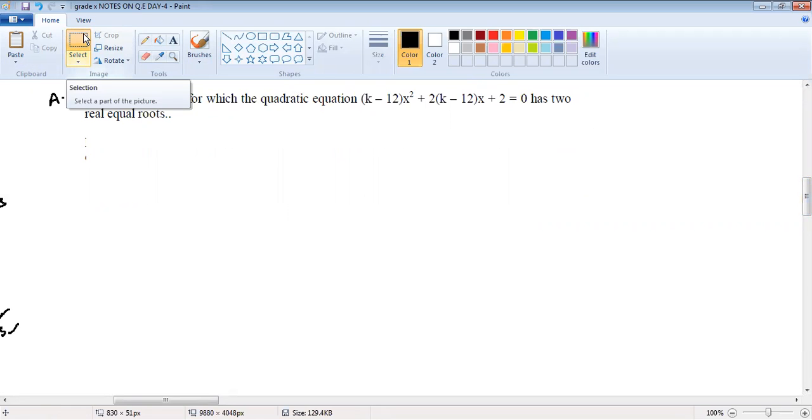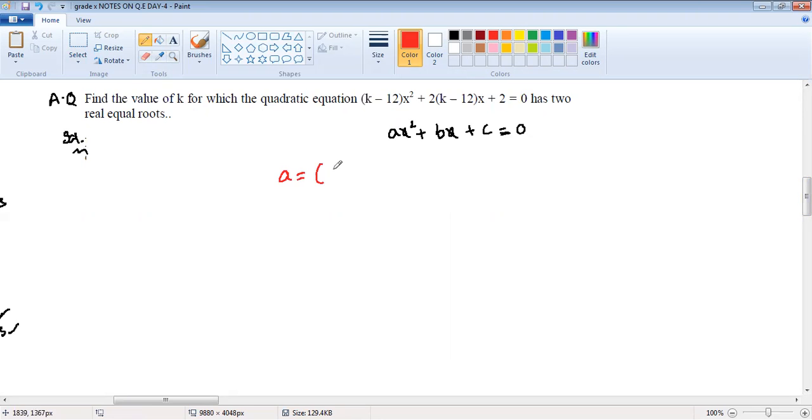Okay. Now, first of all, it is said that it has real roots. So whenever it has real roots, compare with ax squared plus bx plus c. What is the a value from here? a is equal to k minus 12. b is equal to 2 into k minus 12. Then c is equal to 2, right?